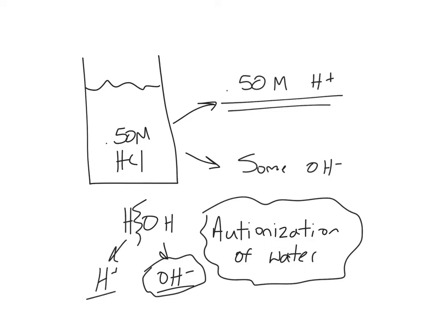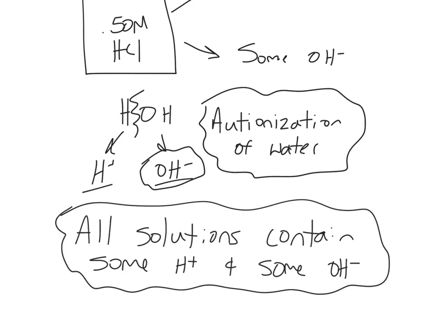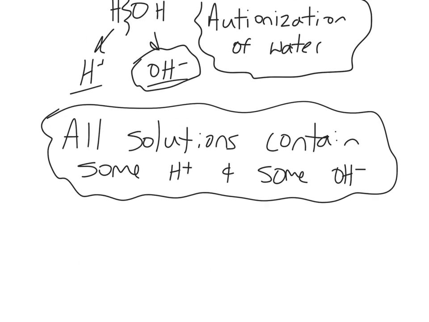And what this means is that for any solution, whether it be an acid or a base or neutral, there's always going to be some acid, in this case a lot of acid, and some base due to the autoionization of water. All solutions contain some H plus and some OH minus, and because they do, we can calculate the pH and the pOH for a particular solution.